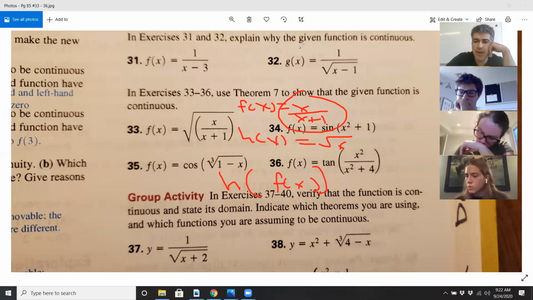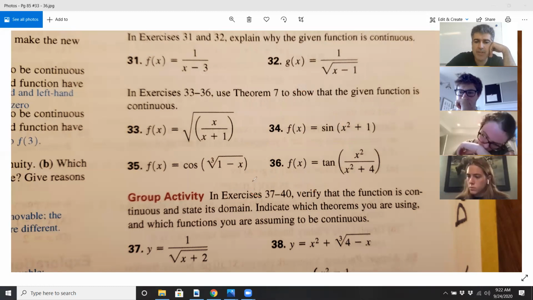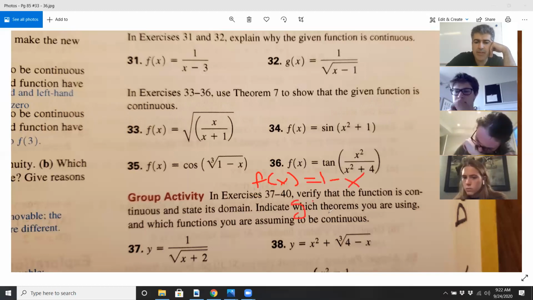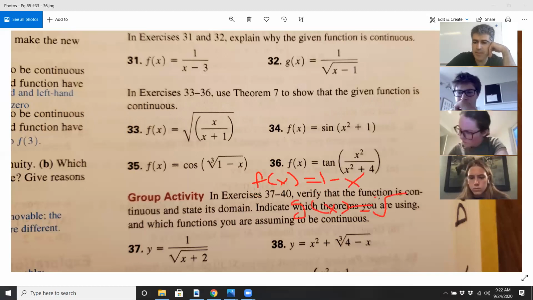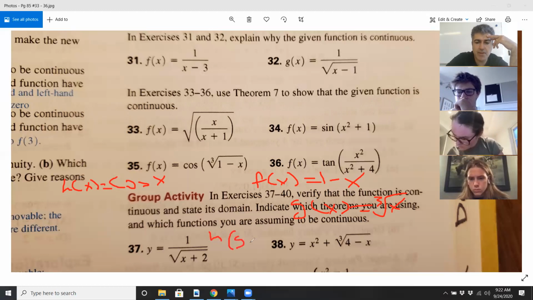You can do something similar for 35. For 35, you can say f of x is 1 minus x. That's continuous. That's linear. g of x is cube root of x. Cube root, why not? That's continuous. Cosine x, we know that's continuous. And if you combine it all, you do it as a double composite, h of g of f of x. And that will be continuous, because all the other individual parts were.